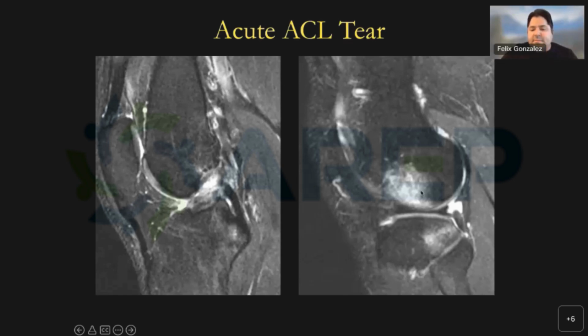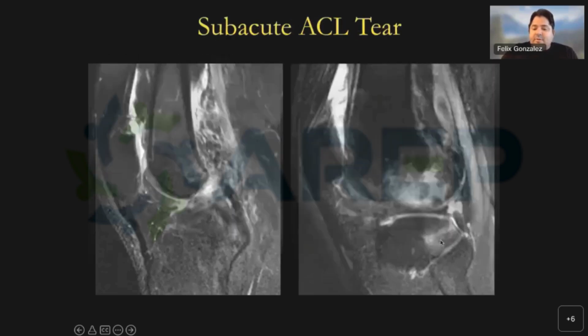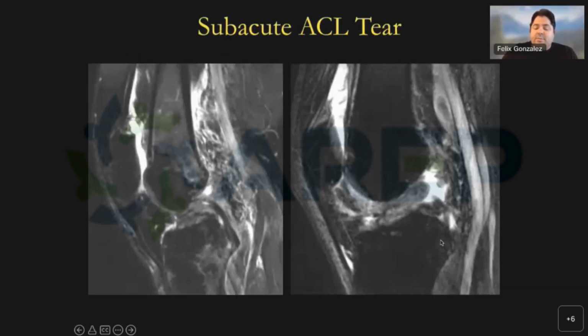So this is the pivot shift reciprocal osteochondral contusion pattern of injury commonly seen in ACL injury, where you have edema in the terminal sulcus of the lateral femoral condyle and consequentially as well in the posterolateral corner of the posterolateral tibial plateau. So here you have a subacute ACL tear.